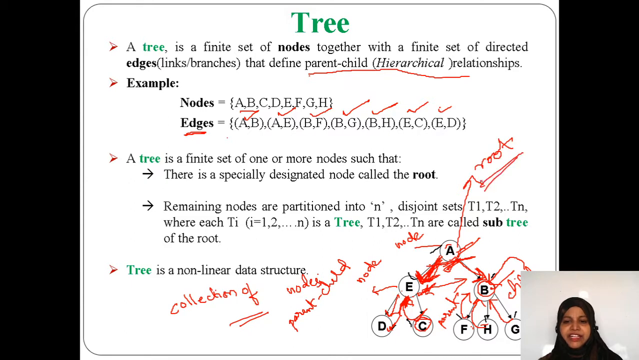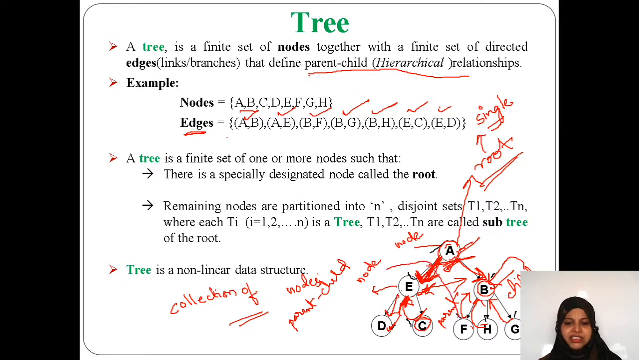Every tree is consisting of only a single root node. For every tree we are having only one root node, right? There is a specially designated node, and that particular node is known as the root node. Remaining nodes are going to be partitioned into subtrees.